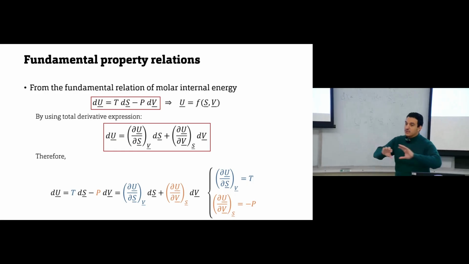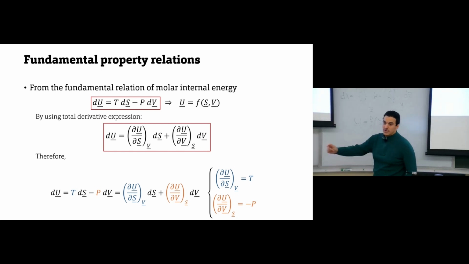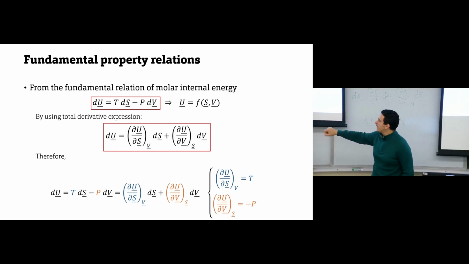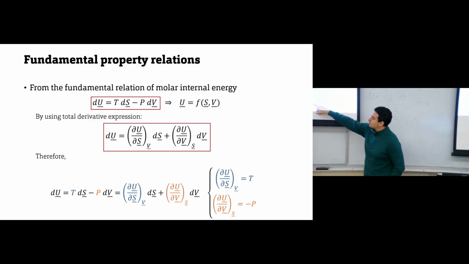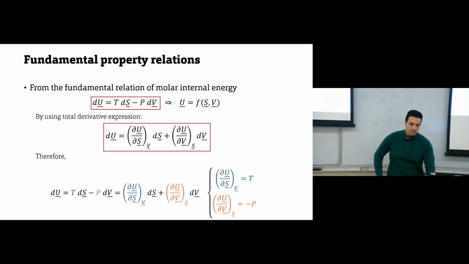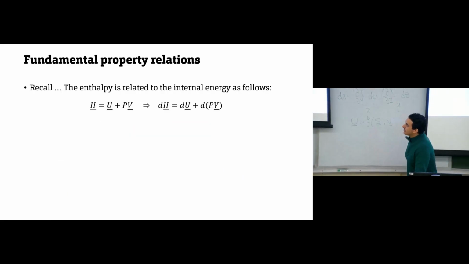In the mathematical derivation, you have many partial derivatives. At any step, if you see du by dS at constant V, directly remove it and put temperature. If you have du by dV at constant S, remove this partial derivative and put negative P. Clear? Okay. So this is the first fundamental property relation.